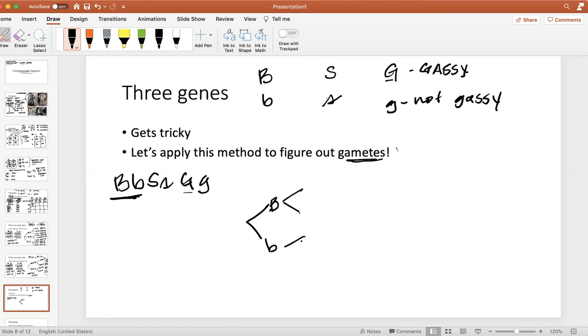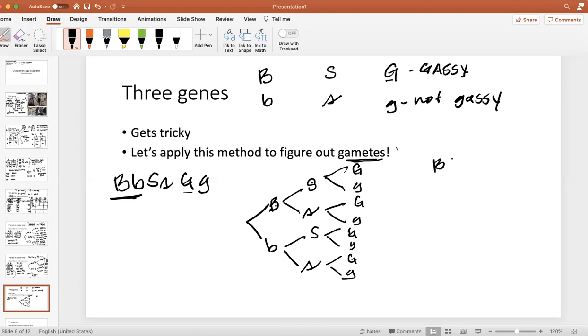Then she can do a big S or a little s. Then she can do a big G or a little g. So to figure out what her possible gametes are, all we have to do is follow the branches. So here's one branch, big B, big S, big G: B, S, G. Let's look at this second branch here. Big B, big S, little g. All right, now, so we've exhausted this one. Let's move on. Big B, little s, big G. Big B, little s, little g.